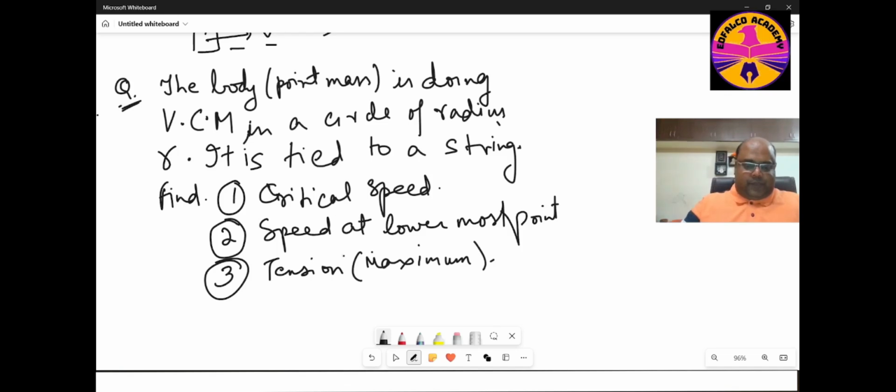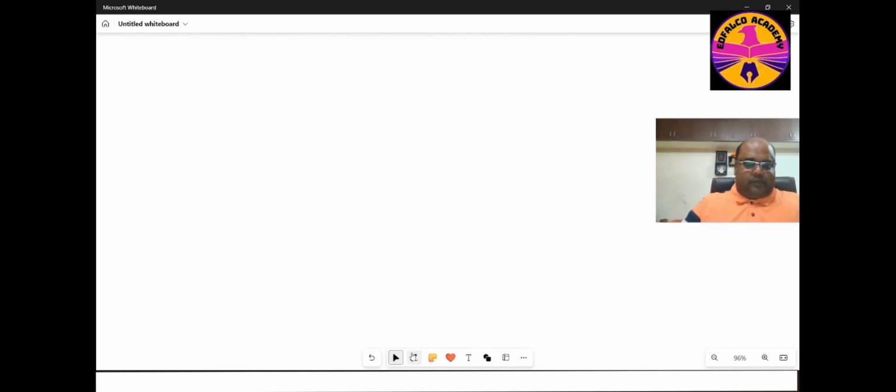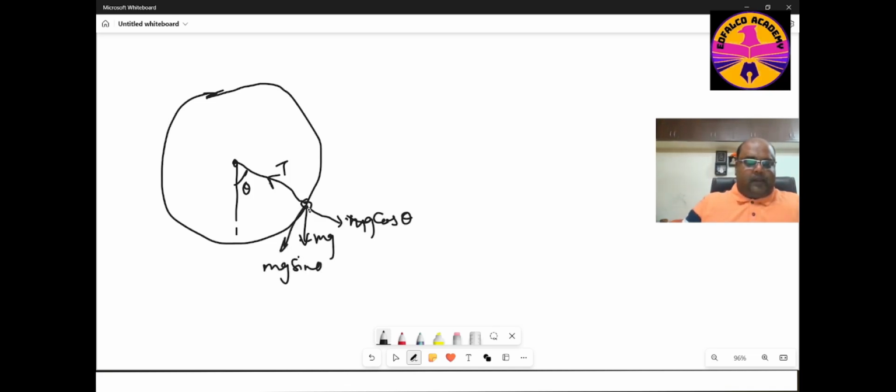Okay, so now let's try to understand this problem. There is a body which is moving in a circle. Let's say at any particular point, if this is the tension, this is the mg acting. If this angle is theta, then this will be mg cos theta, and this direction will be mg sine theta, right? And let's say it is having a velocity of v.